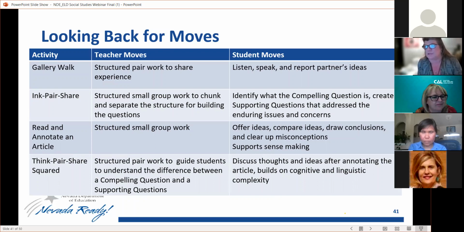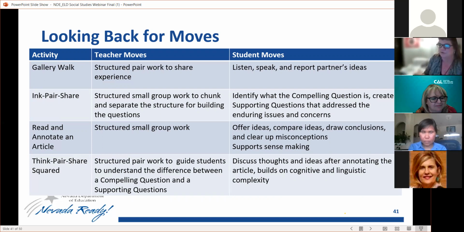Students were listening, they were speaking and reporting a partner's ideas. In the ink pair share, it's structured small group in order to chunk and separate the structure for building the questions. What did the students do? They identified what the compelling question is. They created supporting questions that addressed the enduring issue and concerns. The teacher moved when we read and annotated the article. Yes, they were still doing independent work, but in the end, it was two types of structured small group work. We started with our pairs, and then we eventually moved to the 4.